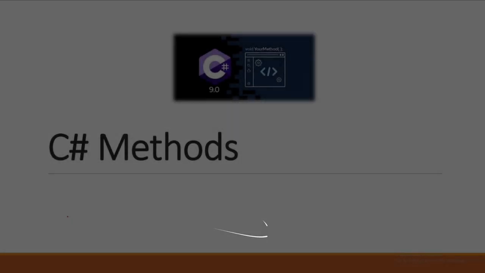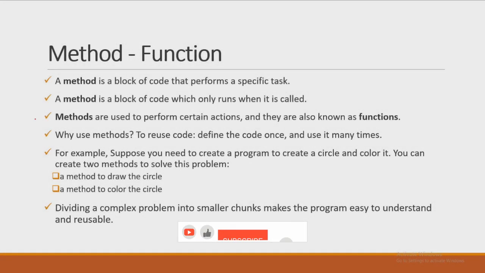Okay, methods and functions. A method is a block of code that performs a specific task. It is important: a specific task, and a block of code. A method is a block of code which only runs when it is called. It will run when it is called in the code.